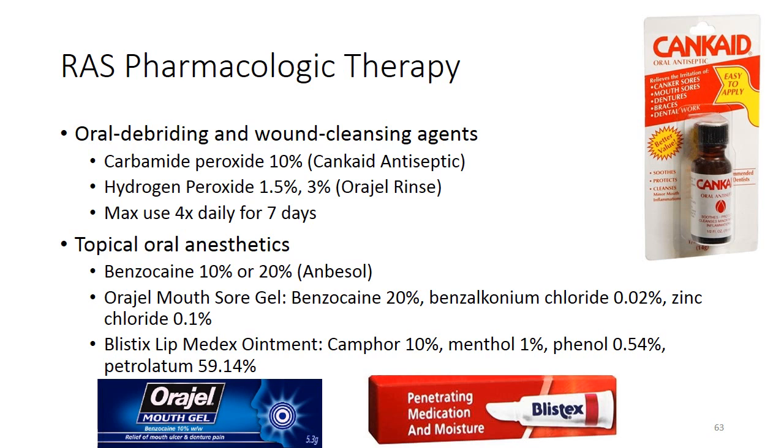As a rinse, carbamide peroxide drops are placed on the tongue, mixed with saliva, and swished in the mouth for 1 minute. The 3% hydrogen peroxide should be mixed with equal parts water before rinsing the mouth, but the 1.5% hydrogen peroxide products should be used without dilution.